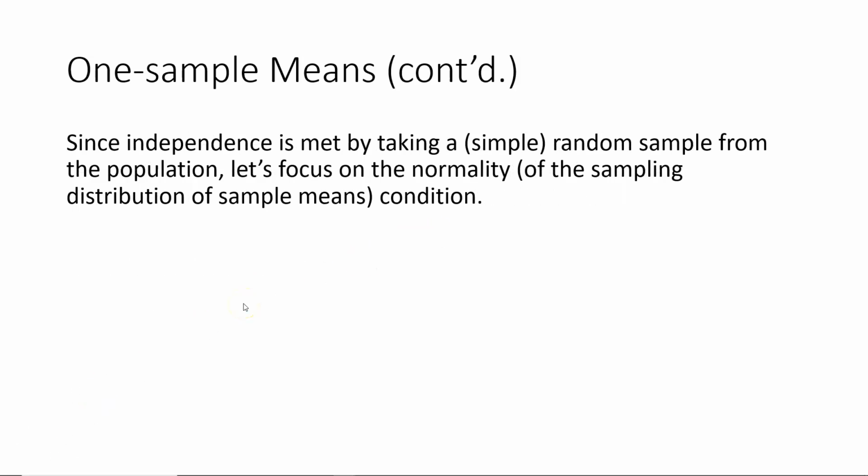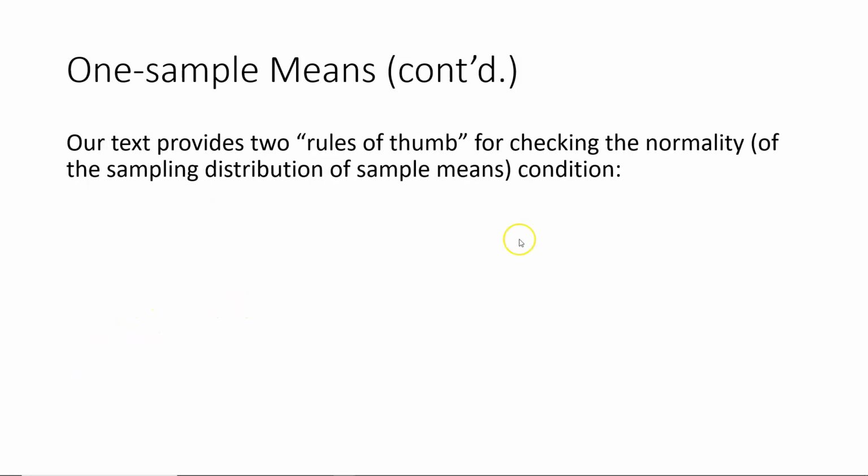Now, since independence is met by taking a simple random sample from the population, just like it was when we were considering one sample proportion problems, we're going to go ahead and focus on the normality of the sampling distribution of sample means condition. So focusing on the normality condition for one sample means inferential statistics, our text provides two rules of thumb for checking the normality of the sampling distribution of sample means condition.